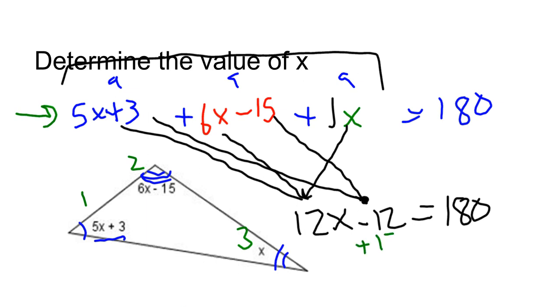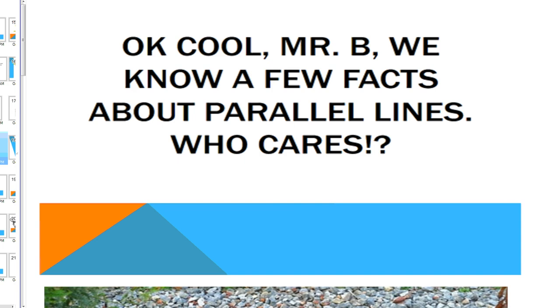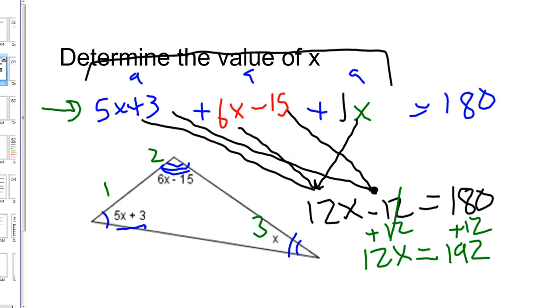Let's add 12 to both sides. And what do we have? We have 12x equals 192. Oops, excuse me, I hit the wrong button. I need to now divide by 12. And I'm going to use a calculator for this one. And you're not expected to do this in your head, by the way. You can use a calculator. And I get 16 when I do that.